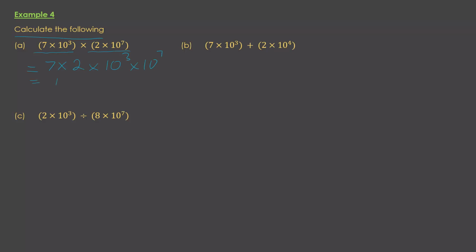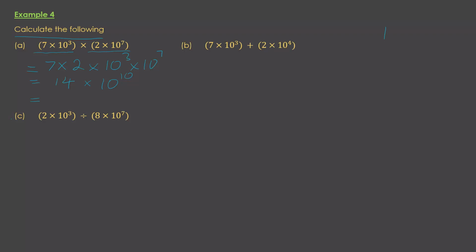Well, 7 times 2 is 14. And then using our multiplication index law, 10 to the 3 times 10 to the 7 is 10 to the 10. But note we're not in scientific notation at the moment because of the 14.